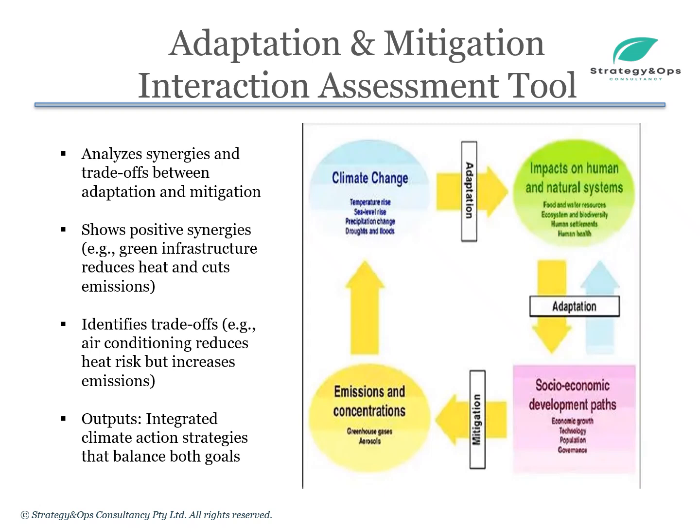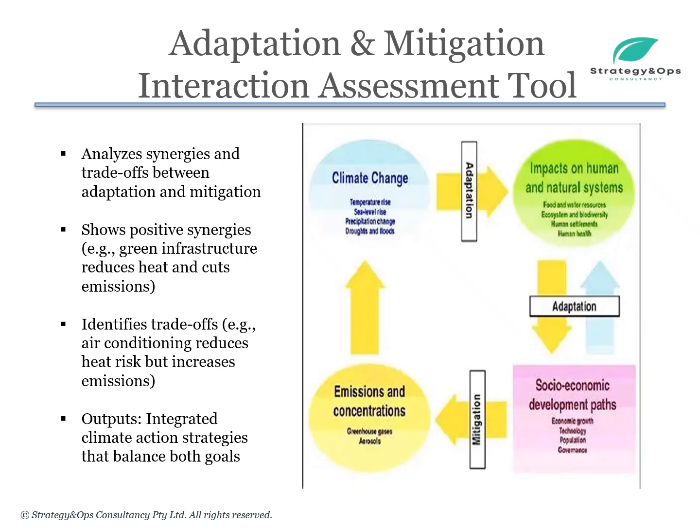AMIA scores interventions on adaptation value and mitigation impact. This enables integrated strategies like solar-powered cooling centers. It supports municipal climate plans, corporate sustainability strategies, and climate finance proposals. It identifies synergies and flags interventions requiring mitigation offsets.